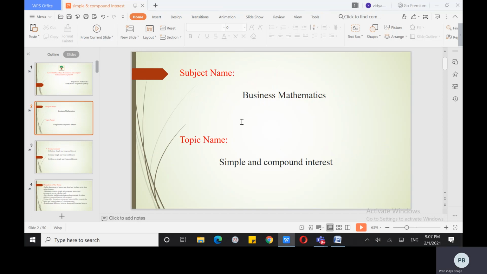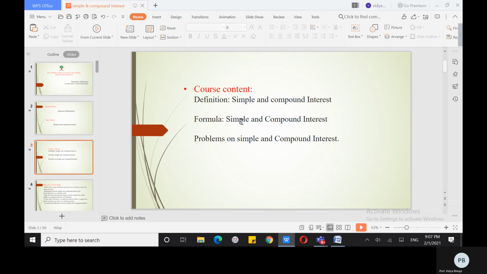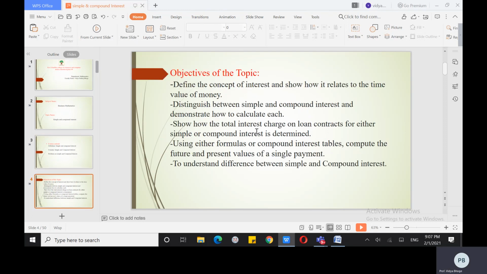Now the subject name is business mathematics. The course content topic is definitions of simple and compound interest. Now the objective of the topic: define interest and show how it relates to the time value of money.